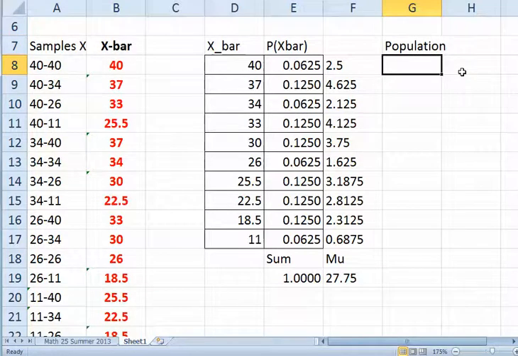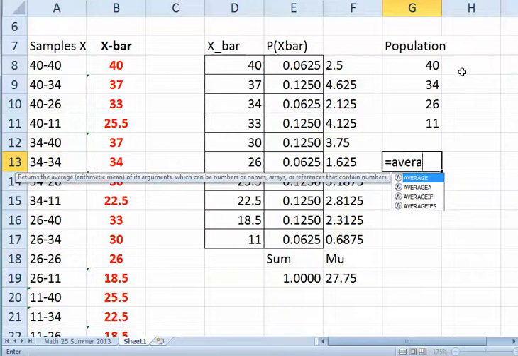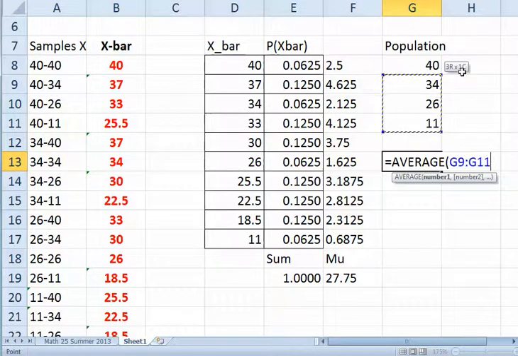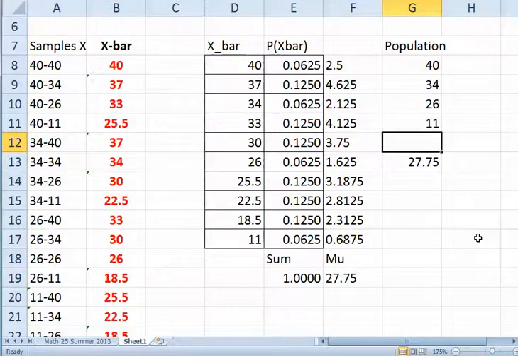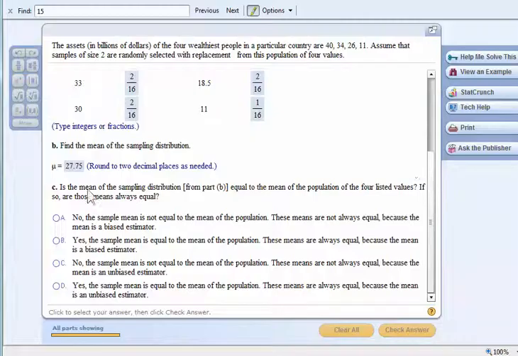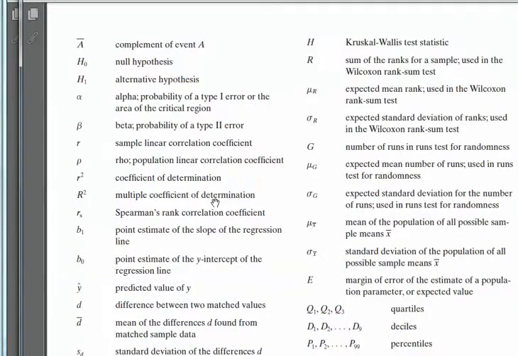Here is the population. We just had 40, we had 34, 26, and 11. If I actually find out the average of those 4 items, I am going to get the same 27.75. This one is called mu, but the real difference is this one is the actual mu. That's that symbol, by the way. If you're not familiar with that symbol, it's called mu. By the way, if you're not familiar with any symbols, that's one of the things that's allowed to be brought to the test.